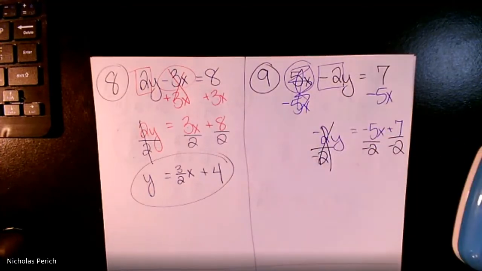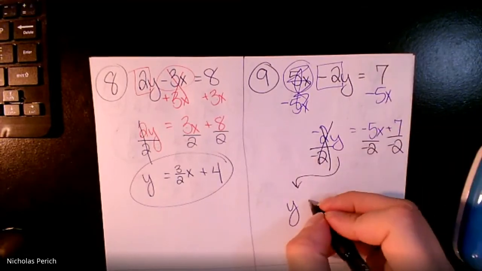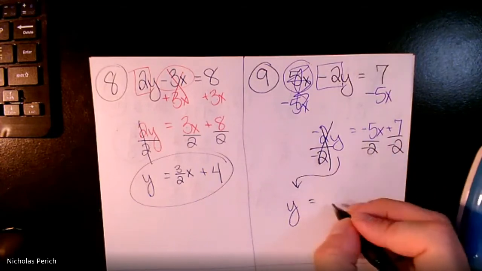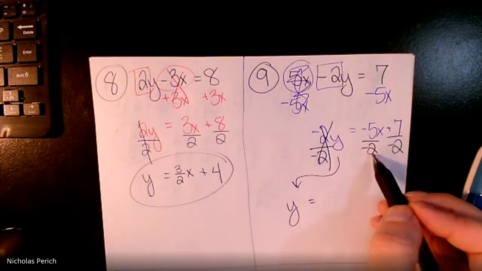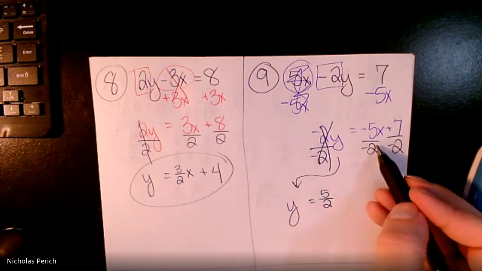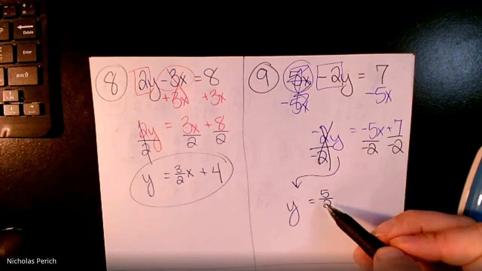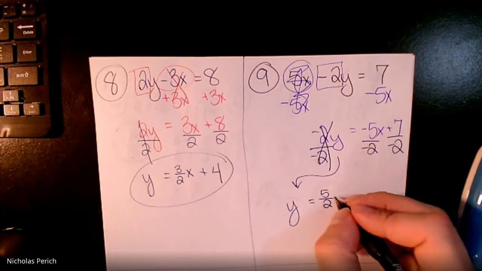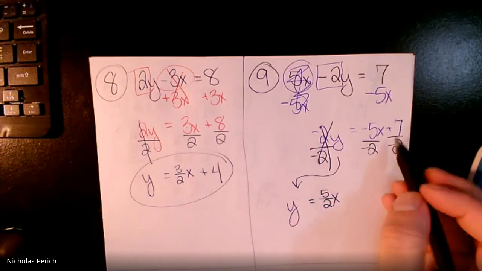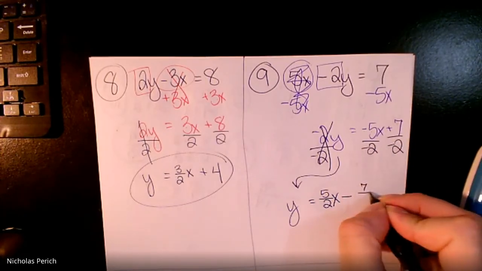Cross it out. Drop down the y. Drop down the equals. A negative divided by a negative is a positive. 5 over 2 doesn't simplify, so keep it as positive 5 over 2, because negative 5 over negative 2 is positive 5 over positive 2. Bring down the x. Does 7 over negative 2 simplify? Nope. But 7 over a negative is minus, and then 7 over 2.